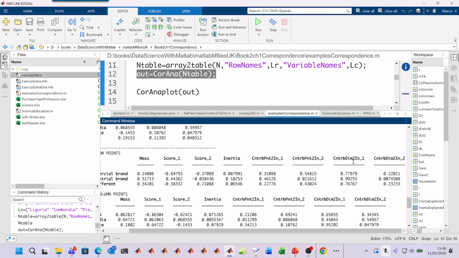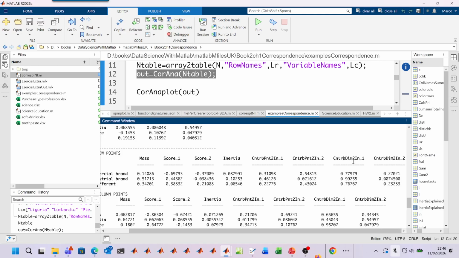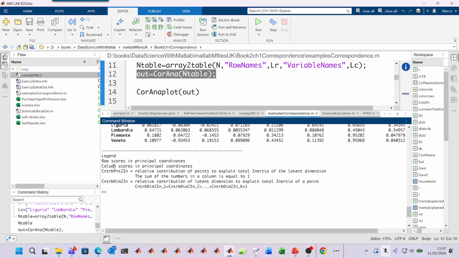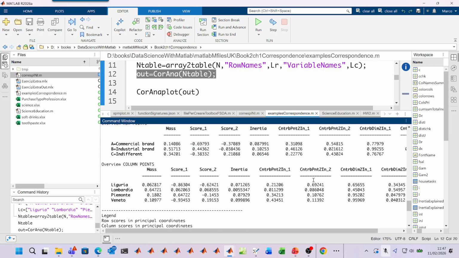There are two things. Can you understand? The contribution of the points to the variability of the dimension. Contribution of the dimension to the variability of the point, to explain the variability of the point, to explain the distance of the point with respect to the centroid. So you see, this is what this means: relative contribution of points to explain total inertia of the latent dimension. The sum of the numbers in a column is equal to 1. On the other hand, relative contribution of the latent dimension to explain the total inertia of the point.